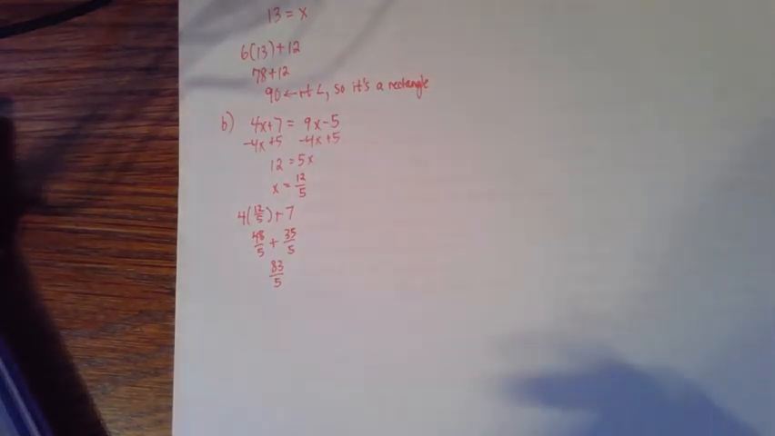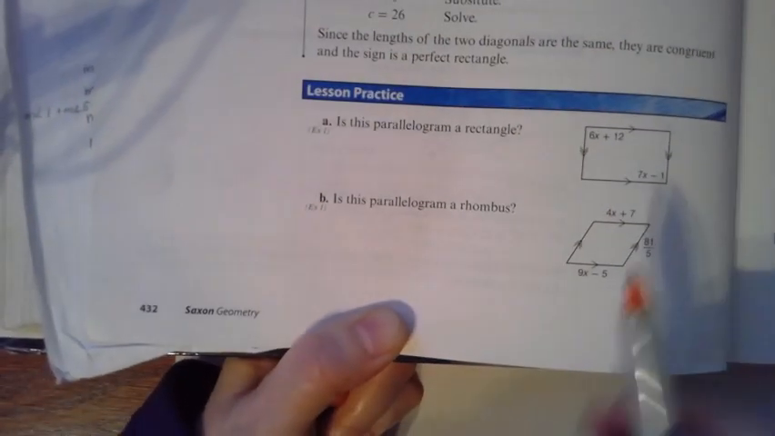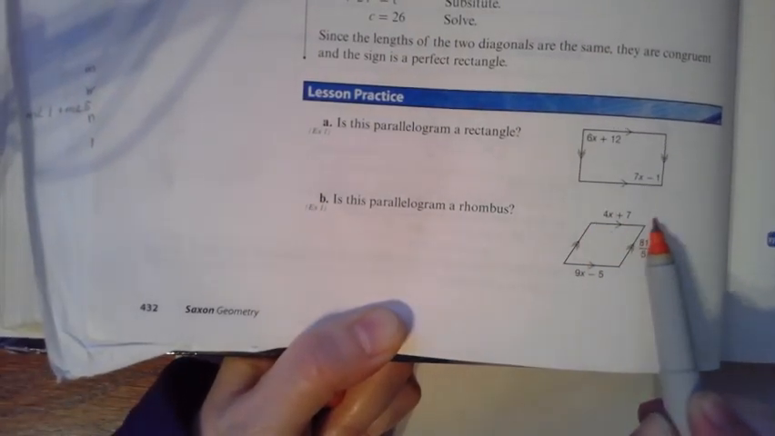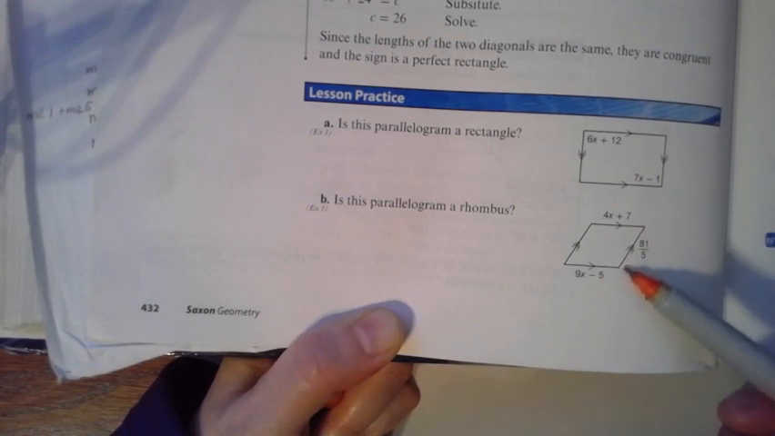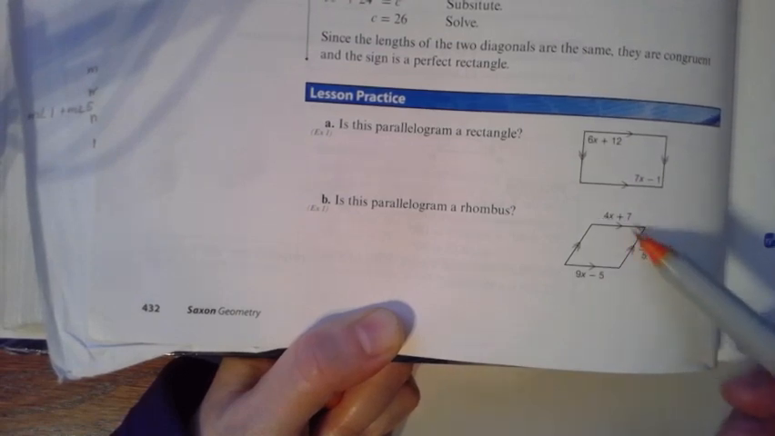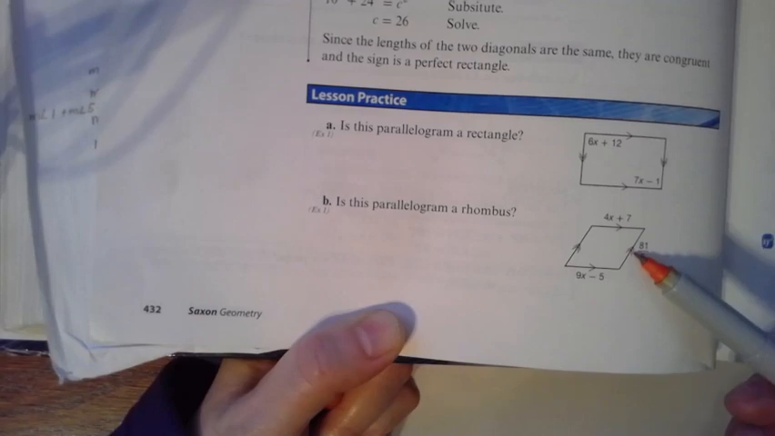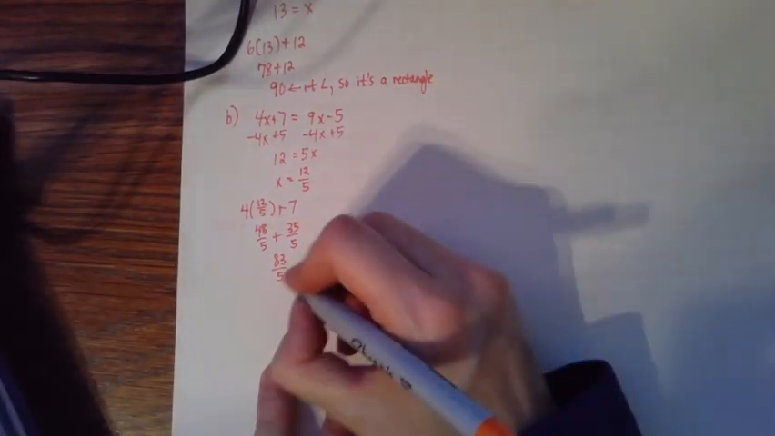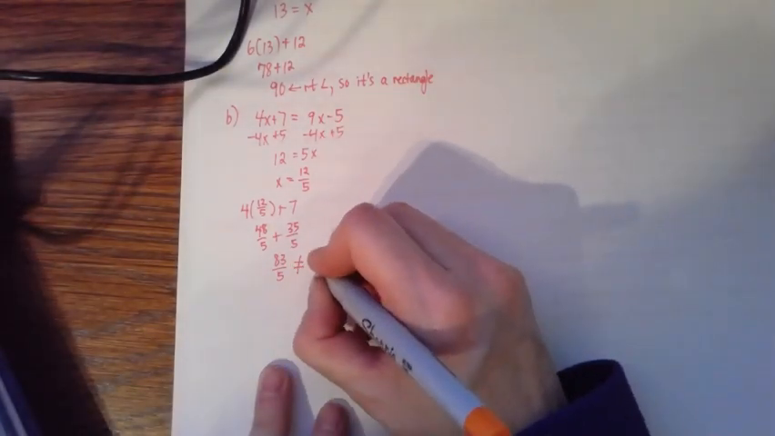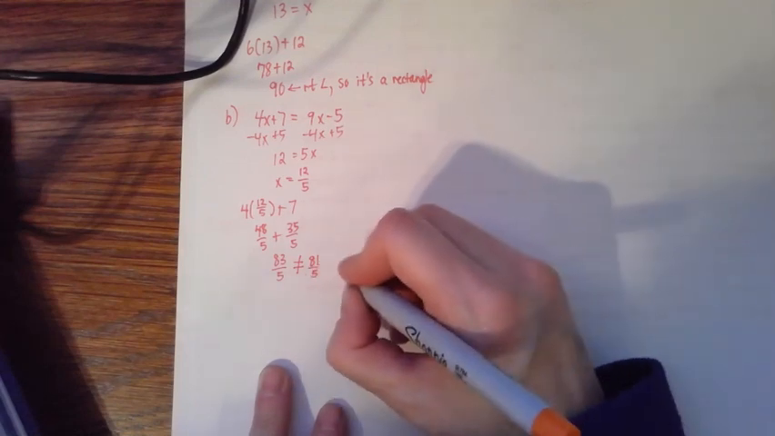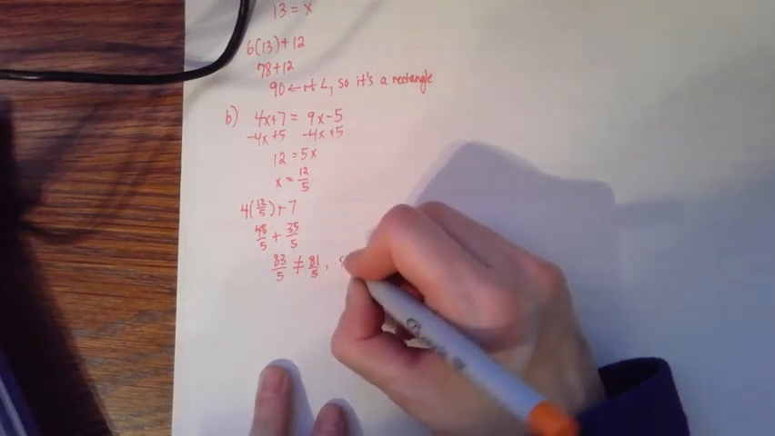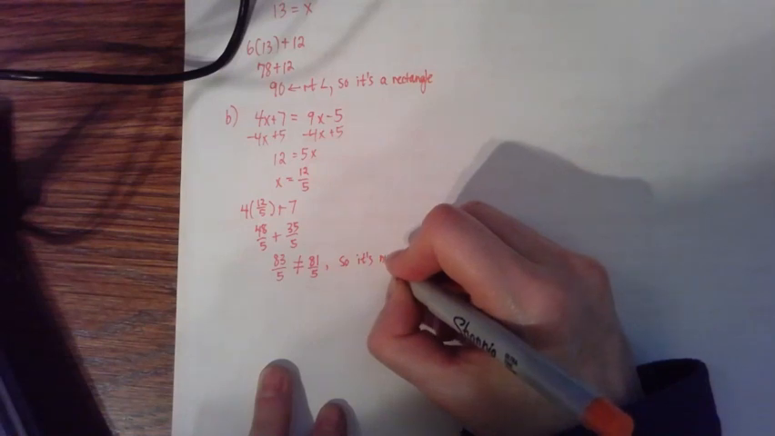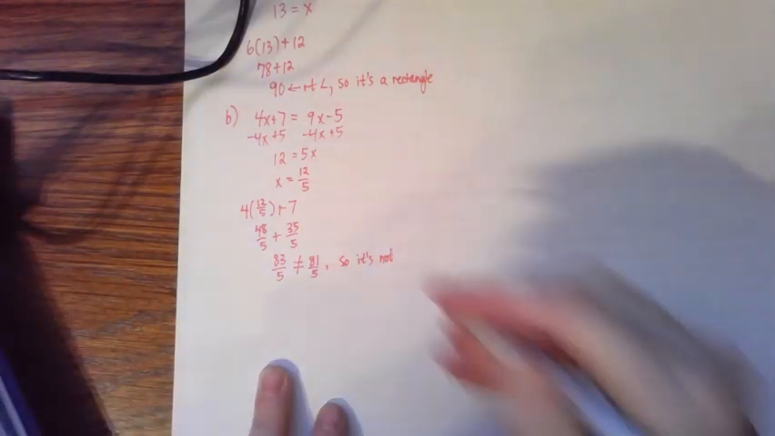Now I'll compare that, going back to my picture, I now know that this is 83/5. Well, this is 81/5. These consecutive sides do not have the same length. Okay, I don't have consecutive sides that are congruent, so it's not a rhombus. This 83/5 is not equal to 81/5, so it's not a rhombus.